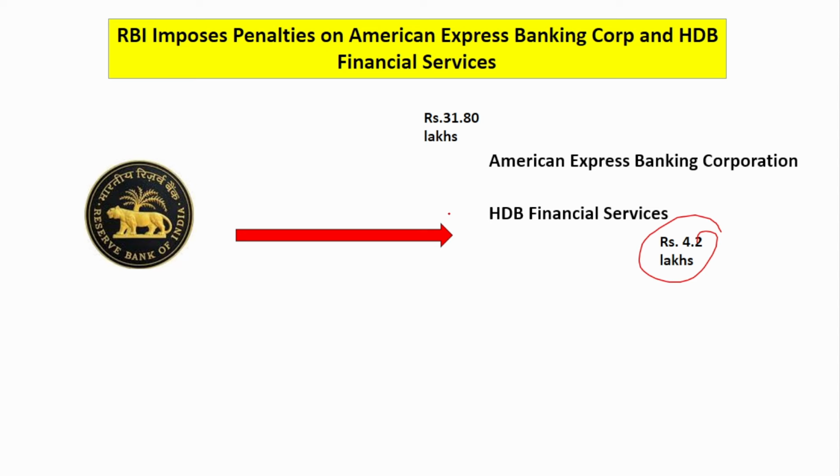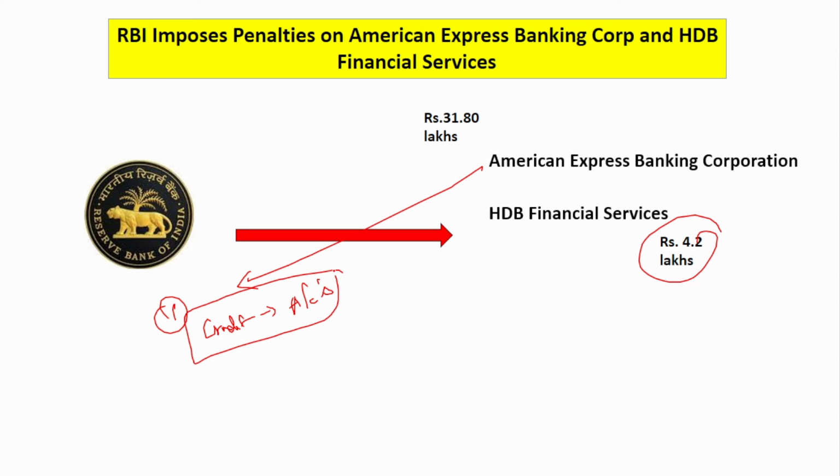Now, why was this penalty imposed by the Reserve Bank of India? First, American Express Banking Corporation. That is because it failed to provide the credits to the accounts. Now, what does this mean?